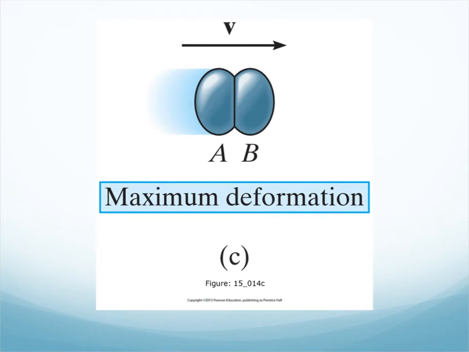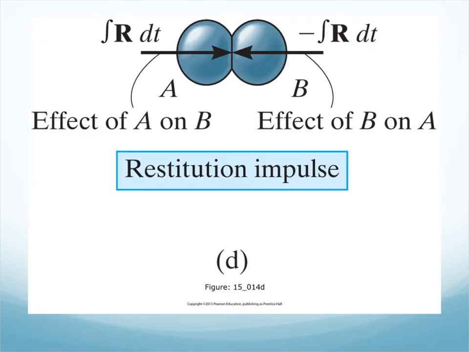This is the picture showing when they have their maximum deformation and are moving both with the same speed. Now, after that is the restitution stage. In the restitution stage, the objects are still exerting forces on each other, but it's bringing them back to their normal shape.